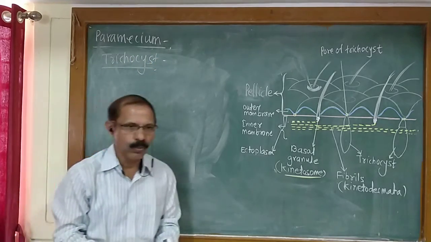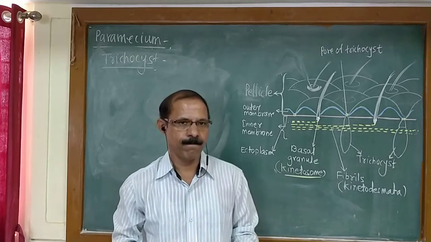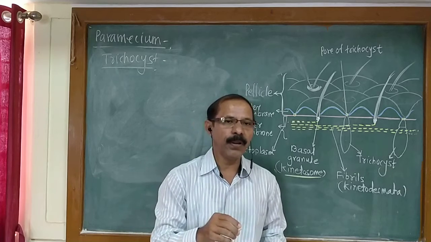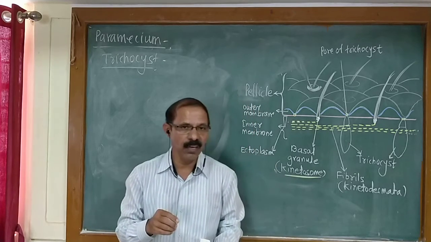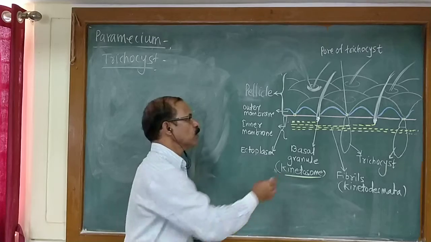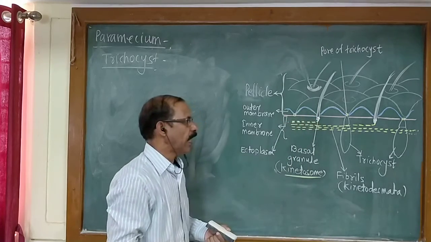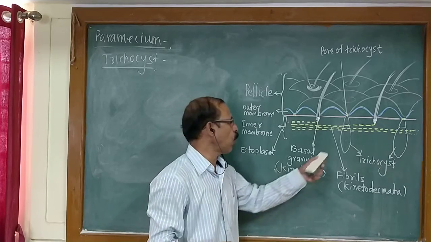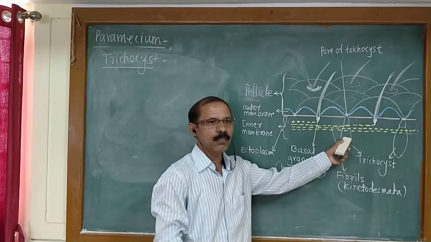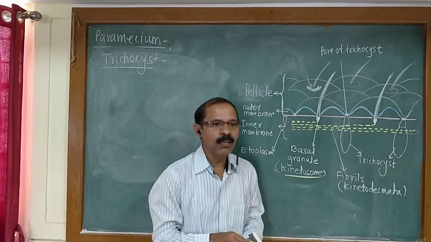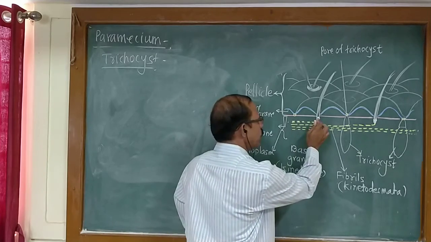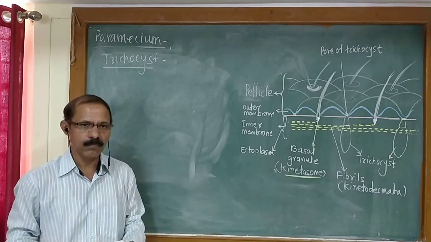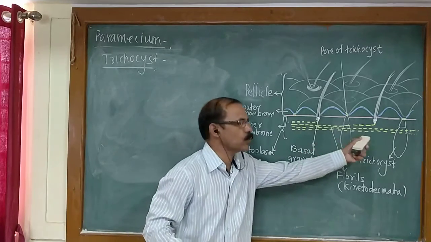We have learned about locomotion and the infraciliary system. In the infraciliary system, there is the presence of basal bodies of cilia, and alternating to the basal bodies of cilia, there is the presence of trichocyst.